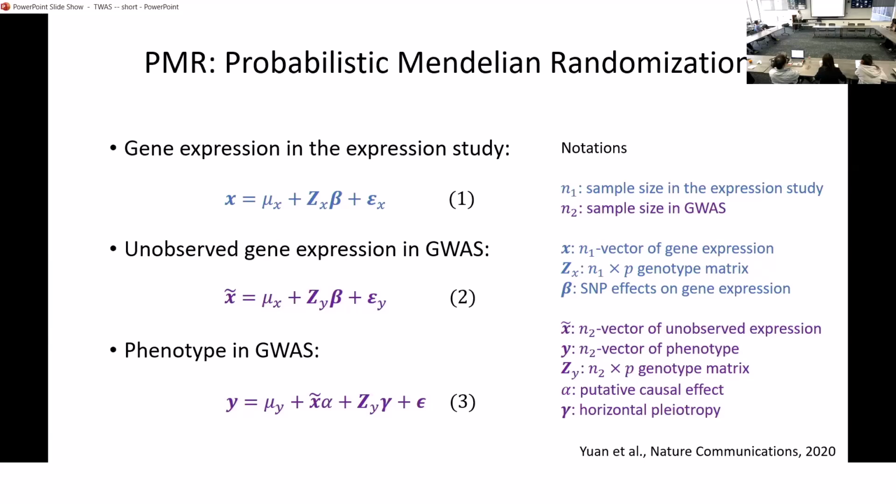On the second hand, in order to account for the uncertainty in gene expression prediction, basically the uncertainty associated with beta, we also want to perform inference in a joint likelihood framework. Therefore, all the uncertainty associated with beta is accounted for. Overall, you can see that we have three different equations, and it's the beta that connects the gene expression study towards the GWAS. We assume that the SNP effects on gene expression are basically the same across those different studies.